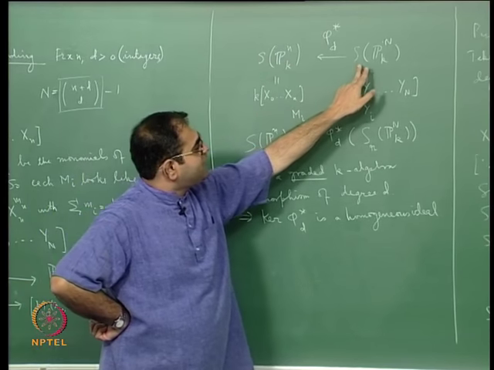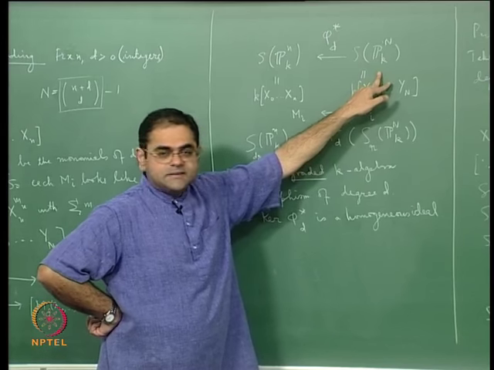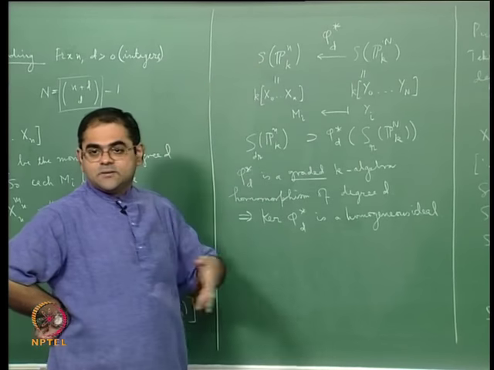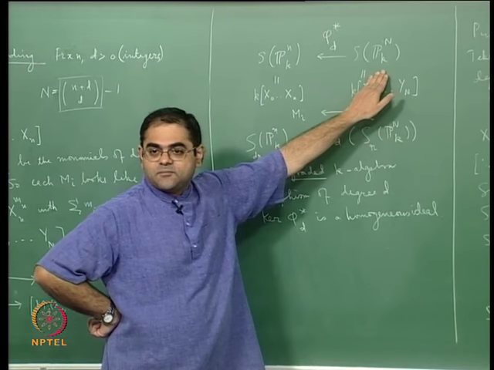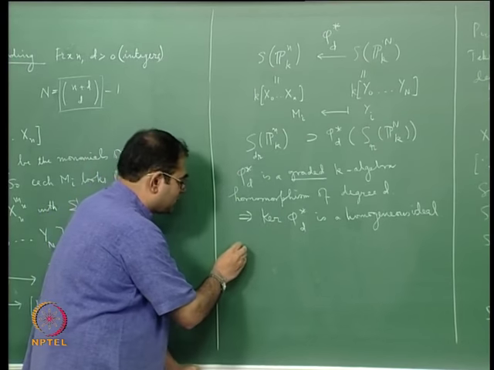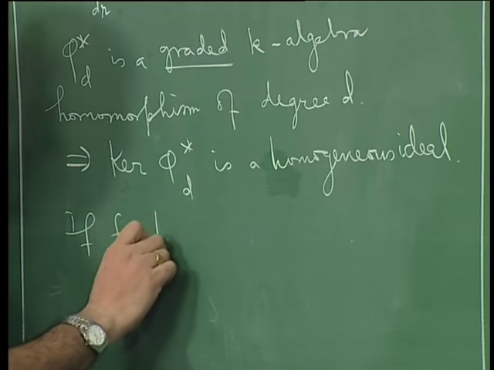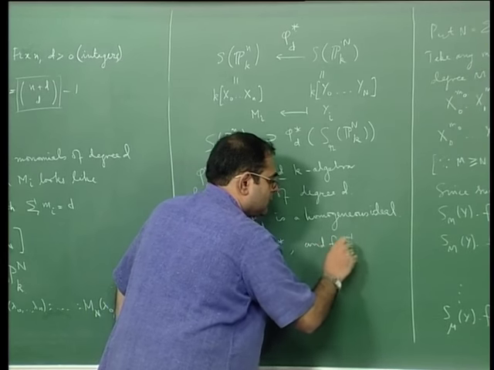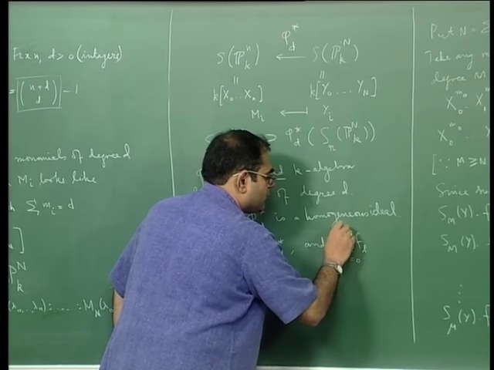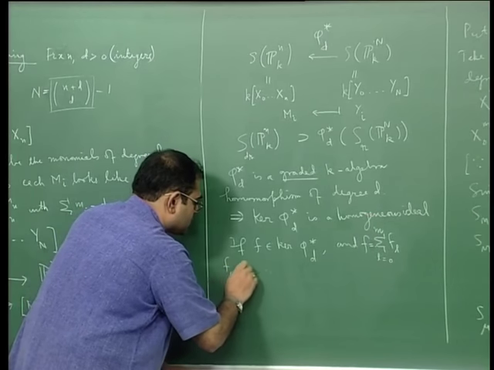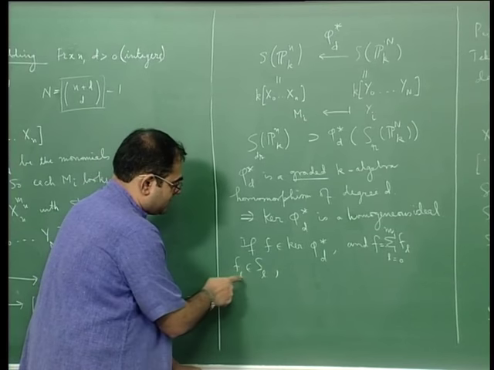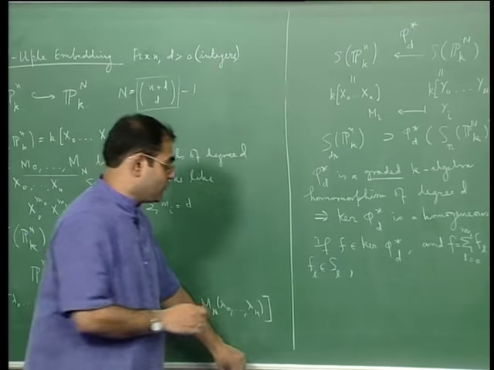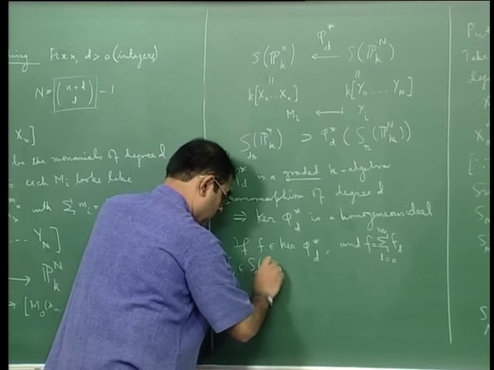That is because if you take the polynomial and take any degree L part, that will go to a degree LD part. And therefore, if the image is 0, then you will get that each homogeneous part of the polynomial goes to 0. So it's very easy to verify that if f is in the kernel of phi d star, and f is the sum of f sub l, l equal to 0 to some m, where f l belongs to S l. This is the breaking up of f into its various homogeneous parts. S sub l is the degree l homogeneous piece of this big Pn, okay.